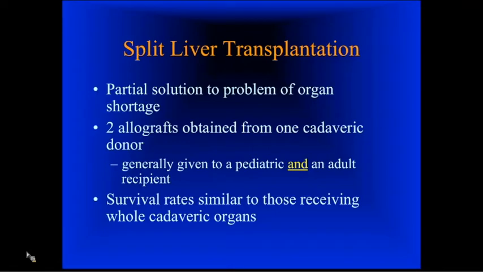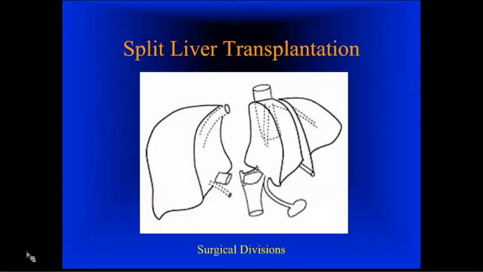And the studies' observations showed that survival rates were similar to those receiving whole organs from deceased individuals. So this would just be an illustration about surgical division. None of these divisions, including with live donors, are set in place. These are all man-made divisions, made by the surgeon in the operating room.